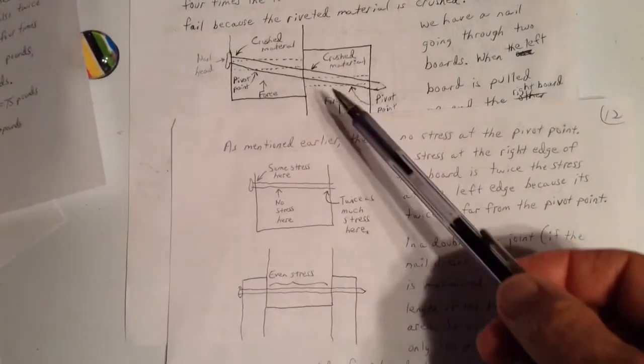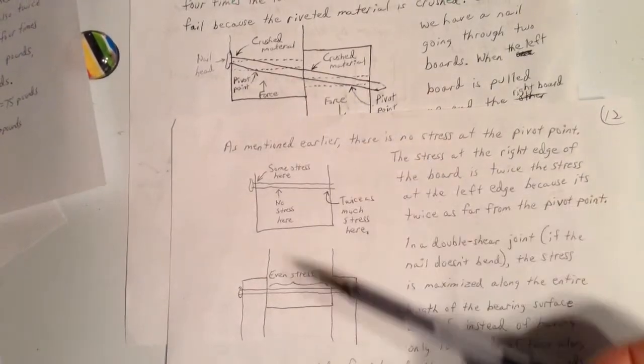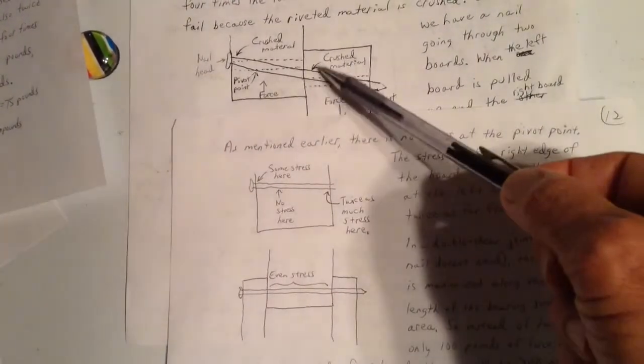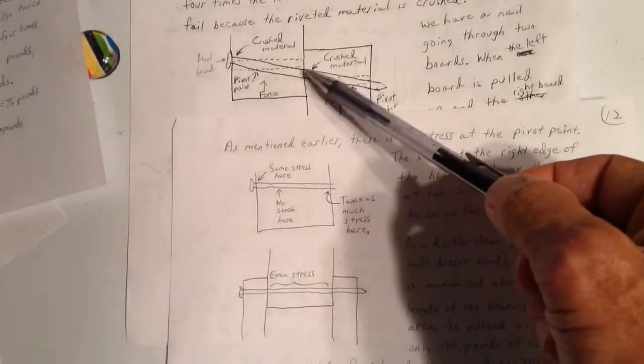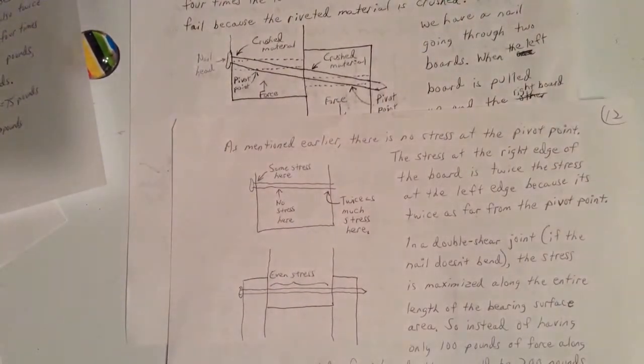Of course, if they fail because of rivet shear, this one will hold only twice the load that this one will hold, because there are two places for the rivet to shear as opposed to one place for the rivet to shear on that one.